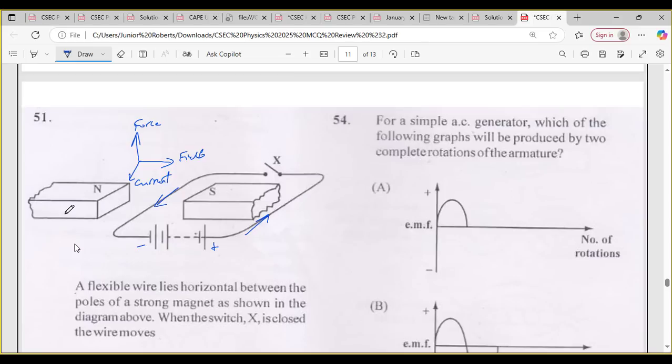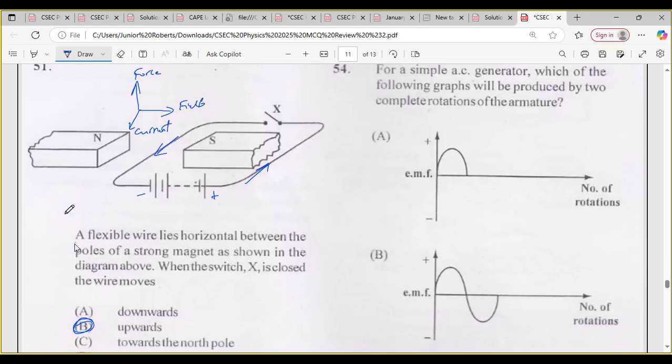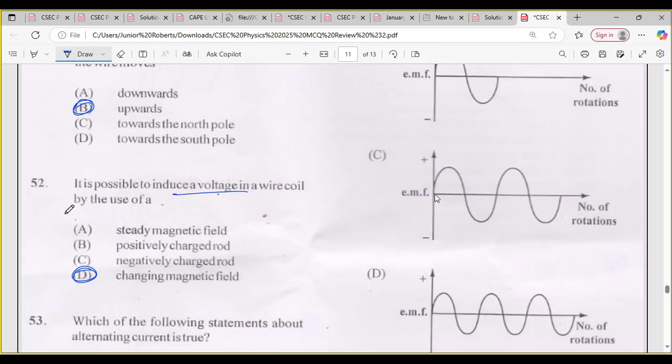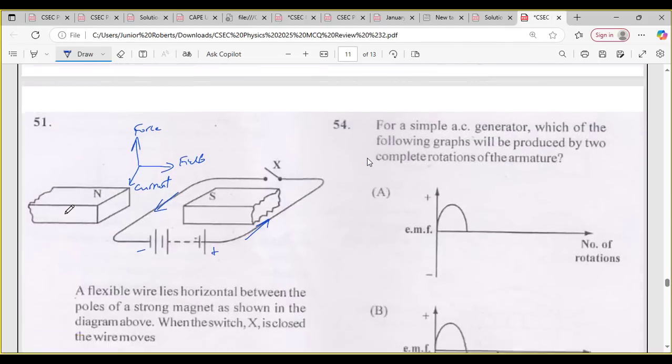It says for a simple DC generator, which of the following graphs will be produced by 2 complete rotations of the armature. So for two complete rotations, we're going to get 2 cycles. So we're going to look for the graph which shows 2 cycles. So we have 1 cycle like that, another one like that. So this is C for 54.